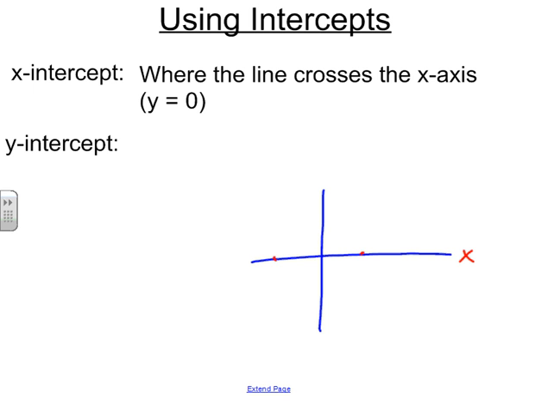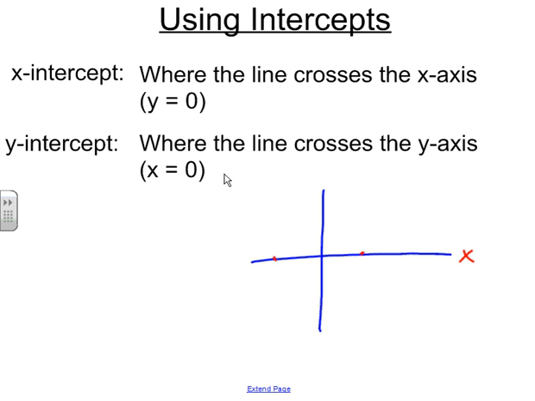Same thing's true for the y-intercept then. It's where the line will cross the y-axis, and that's where x is going to equal 0. Well, the reason we want x to equal 0 is because we don't want to go left or right. We want to stay on that y-axis. So that's why it's important about these zeros.